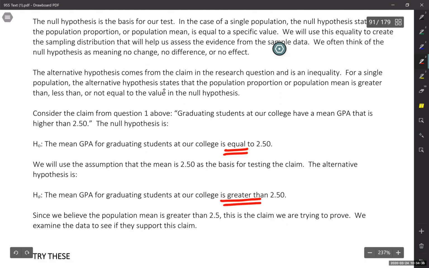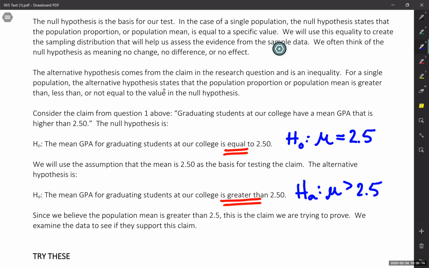You want to take the claim, the question that they give you, and write it using the symbols for inequalities. And so here, if I was to rewrite this in symbols, this is why I want to use greater than instead of higher than. It's just a small technicality. But if I was to write this in symbols, which we'll do in the next video, I would say for the null hypothesis, the mean is equal to 2.5. And for the alternative hypothesis, mu is greater than 2.5. And so by using the phrase greater than in the writing of it, it just makes it easier to translate into symbols.